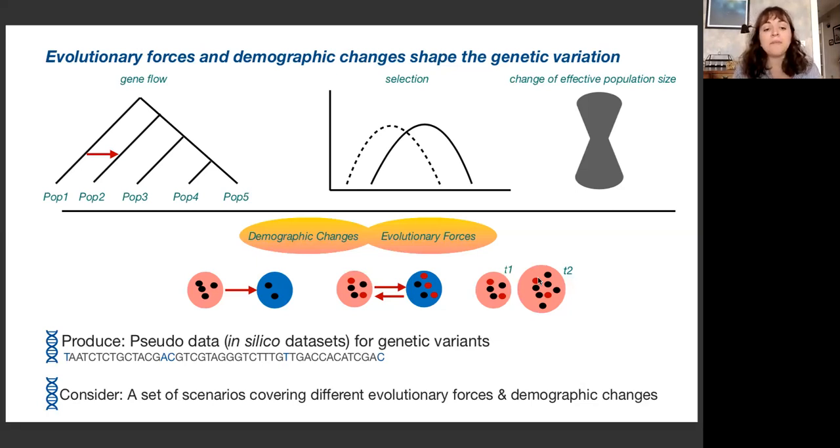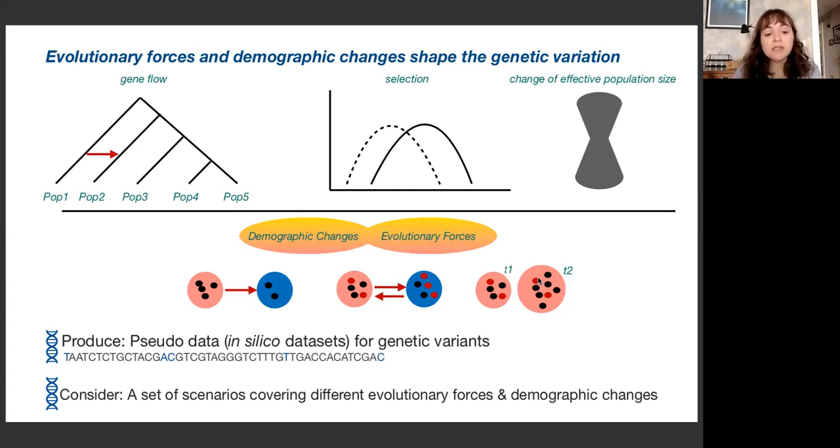Another approach can be producing pseudo data, which we call in silico data sets, covering the genetic variants. To produce this in silico genetic data, there are different approaches, like backward approaches or forward time approaches that we will cover today, and some resampling based approaches.